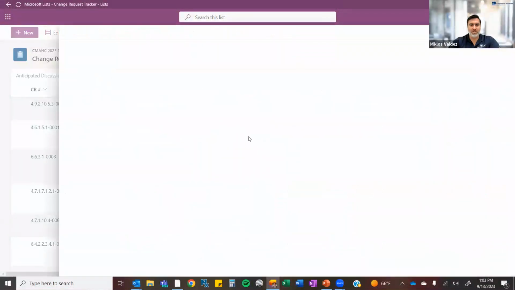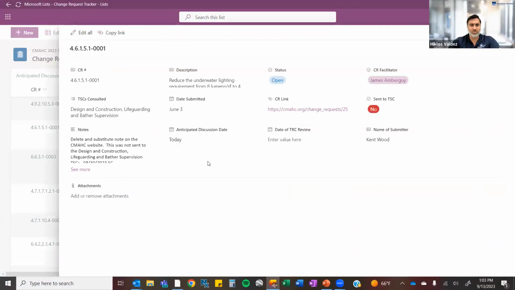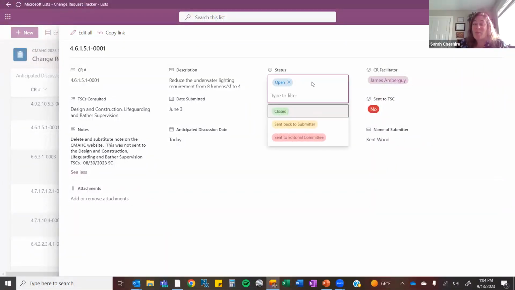Reducing the underwater lighting requirements from 8 to 4 lumens. Okay, there's a delete and substitute note on the CMAHC website. Sarah, do we need to take this one off? Is this closed then? It's still open on the CMAHC website, but there was a note saying there was a delete and substitute there. So I did not send it to the TSCs.